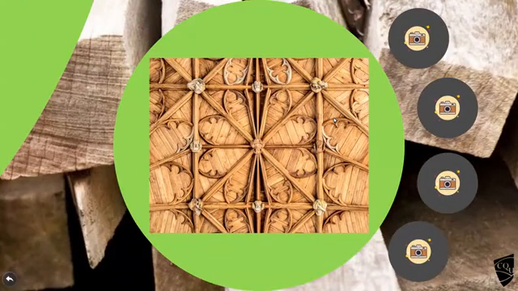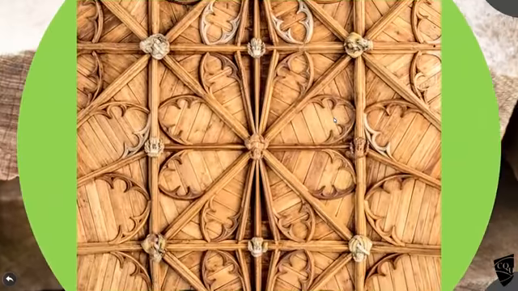A little bit of historical stuff. That's a timber ceiling from a 14th century chapel in a cathedral. Can't remember which one. But as you can see, it's beautifully done, lovely jointing. It's all traditional timber jointing. There's no screws or nails used in that. It's all pegged.